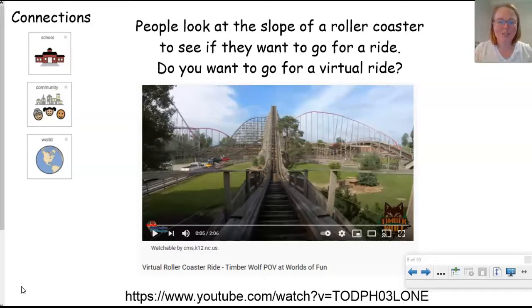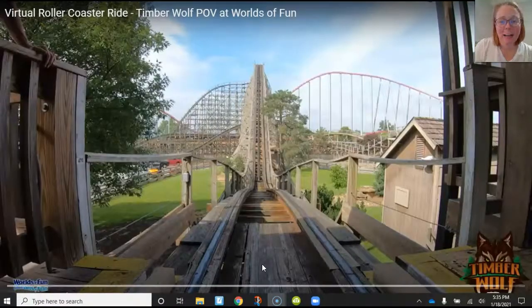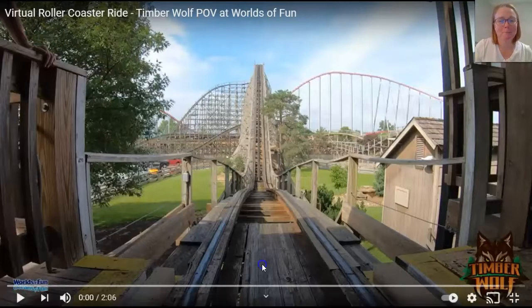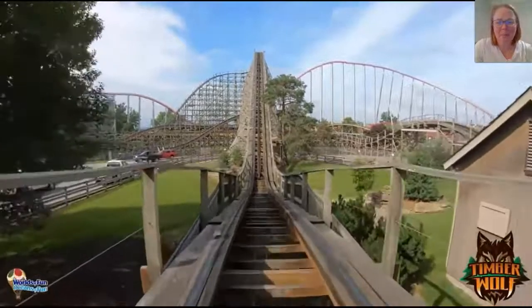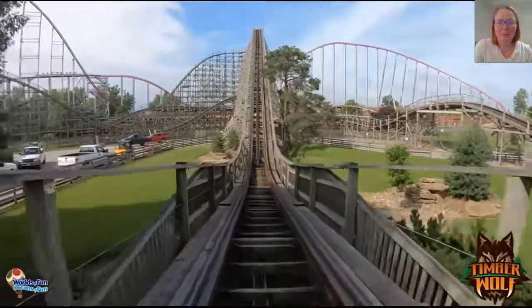So, just to get our connections going, we're going to take a ride on an old wooden roller coaster. And while we're going up and down the hills, think about how steep or not very steep they are compared to the others. Get ready for your ride on the Timberwolf. Wooden roller coasters are really bumpy and loud, so be prepared.